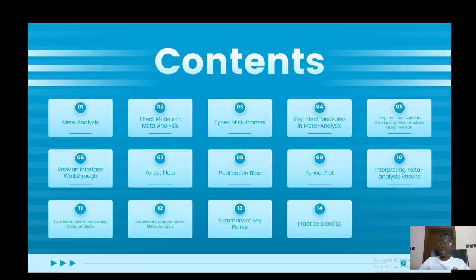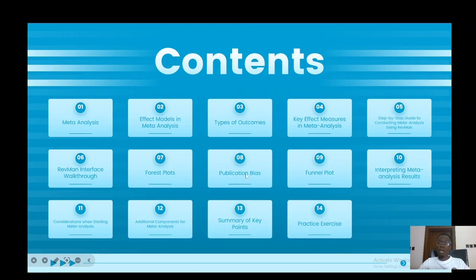So first of all, we'll look at the effect models in meta-analysis, just as a refresher. Look at some of the types of outcomes. We're going to look at some of the key measures in meta-analysis. Then we'll take a look at a step-by-step guide that we can use in performing it, particularly using RevMan. Remember when I started this video, I did mention that I'm just going to be working with the Review Manager software. Then I'm going to walk us through some of the interface of the Review Manager.